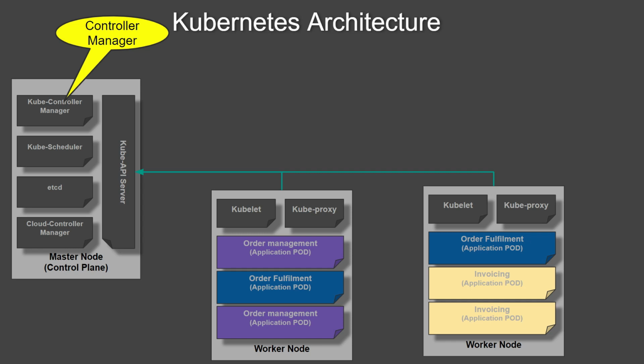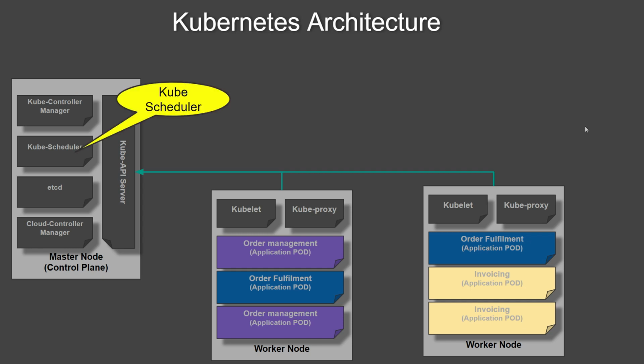There are a bunch of controllers. For every resource, there's a controller. There's a deployment controller, node controller, job controller, etc. One of the next components is the kube scheduler. Kube scheduler watches for the pods which are not assigned to nodes and finds the best node for the pods to run on.